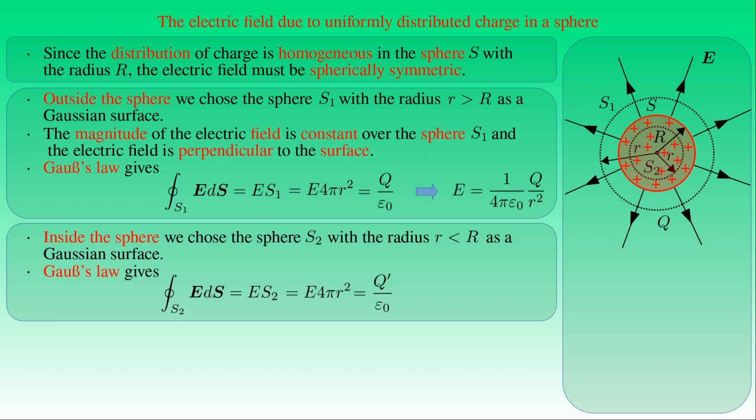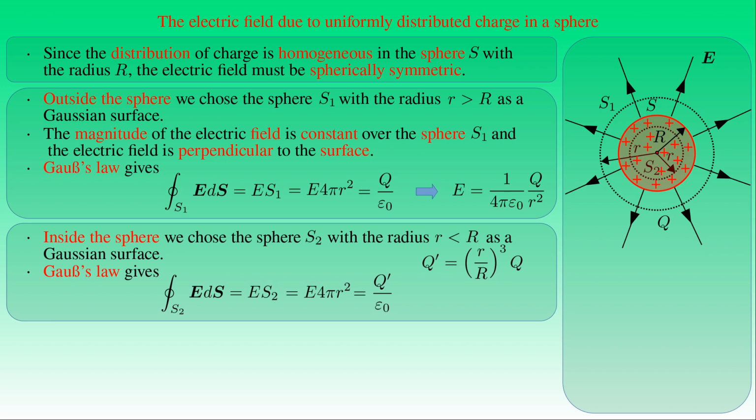Since the charge is uniformly distributed throughout the sphere S, the amount of charge enclosed by the sphere S2 is proportional to its volume. As a result, the charge enclosed by the sphere S2 bears the same proportion to the charge enclosed by the sphere S as the volume of the sphere S2 to the volume of the sphere S. The volume of a sphere is proportional to the cube of its radius, and we can write that the charge Q prime enclosed by the sphere S2 is equal to the cube of the ratio of its radius r to the radius capital R of the sphere S, times the total charge Q distributed within the sphere S.